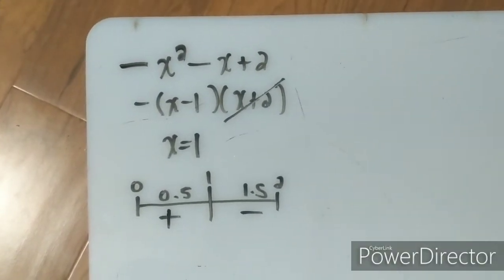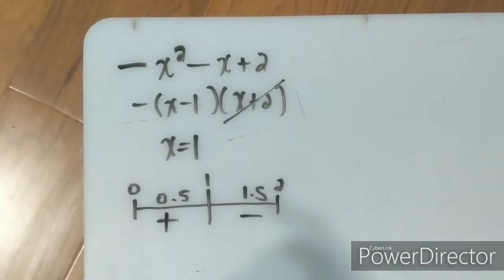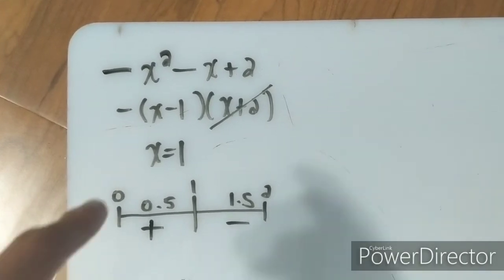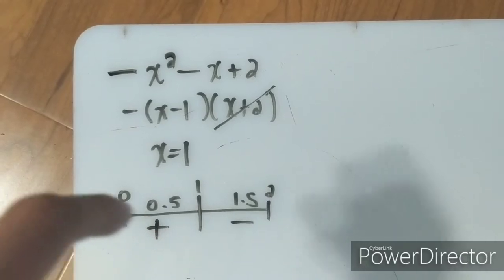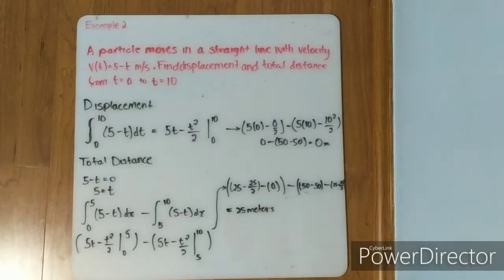Here is the sign chart for this function. As can be seen, between 0 and 1, the graph is positive, and between 1 and 2, the graph is negative, meaning that there are two separate parts for this graph.